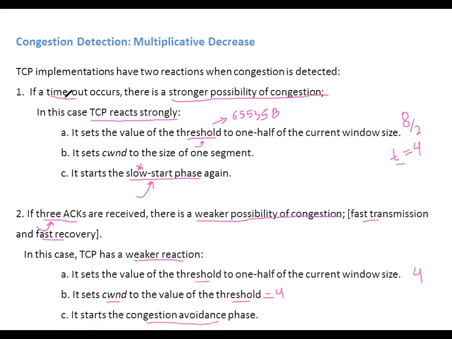Now, this is very important. In the previous case, when congestion is detected because of timeout, the sender's window size was equal to 1, and it was starting from the slow start phase, that is, exponentially increasing the window size. But when the sender detects congestion because of 3 duplicate acknowledgements, it starts its congestion window size for the next iteration from the value equal to the threshold, and it is going to start with the congestion avoidance phase.